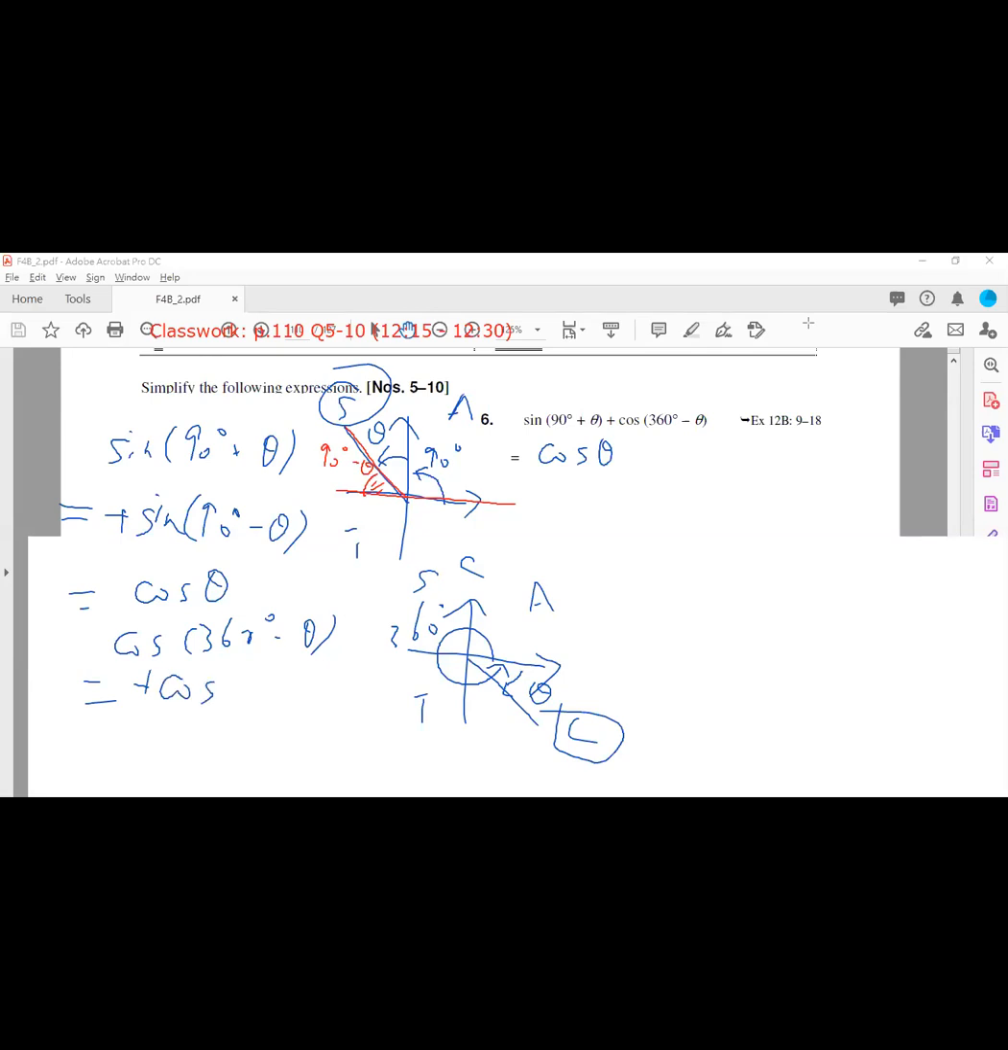and the angle is the angle between the side and the x-axis. That is this angle, okay? But this angle will be exactly the theta. So we will choose the theta this time. It's okay? So it should be positive cosine theta, okay? So the second term, cosine 360 degrees minus theta, will be positive cosine theta. Cosine theta plus cosine theta is 2 cosine theta. And that is the final answer. It's okay?